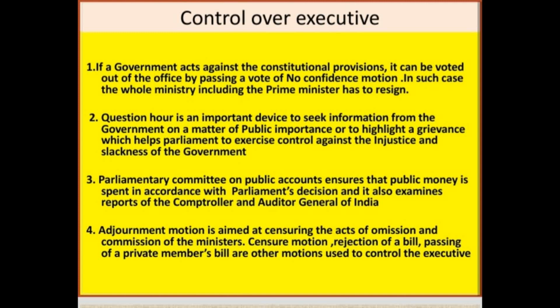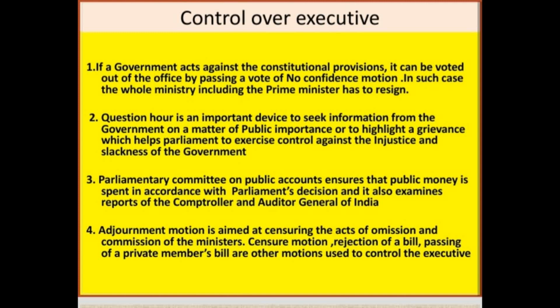So this committee will generally monitor the government's expenditure on public, and it also examines the reports of the Comptroller and Auditor General of India. The Comptroller and Auditor General of India will be generally functioning for auditing all the accounts of the central and state governments. So here let us stick with the central government.